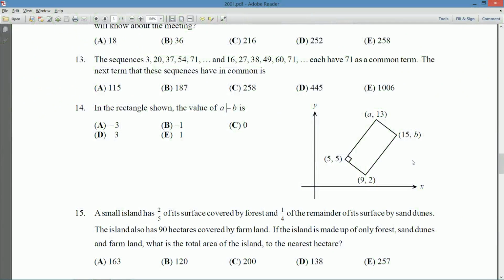We're up to question number 14, so we're sort of right in the middle of part B. All our questions are worth 6 marks. And question number 14 says, in the rectangle shown, the value of a minus b is... So we have a rectangle here, we've got some coordinates, 5, 5, 9, 2, we have a, 13, and 15b.